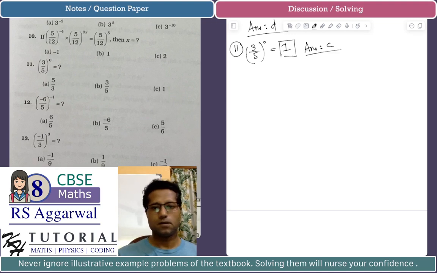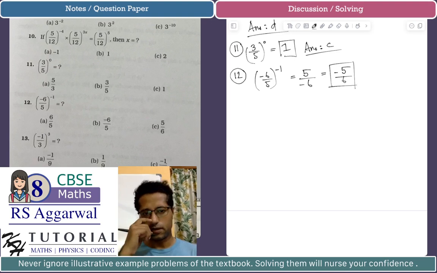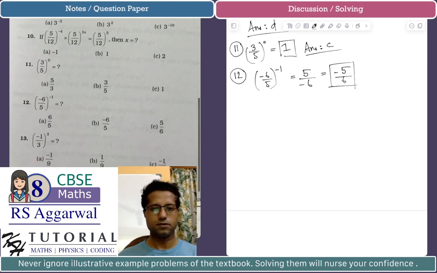Problem number 12. We have to evaluate (-6/5) raised to the power -1. Power -1 means reciprocal of the base. The base is -6/5. Its reciprocal will be 5/(-6). This is equal to, the denominator is negative. To make it positive, we just change the sign of the numerator: -5/6. So the correct choice is D.